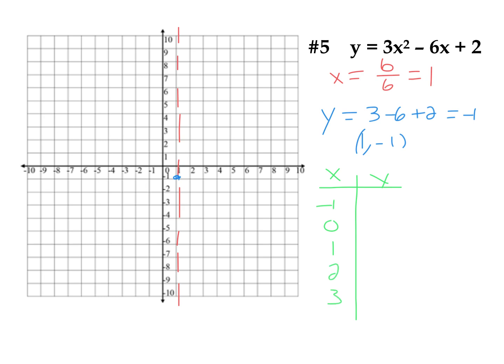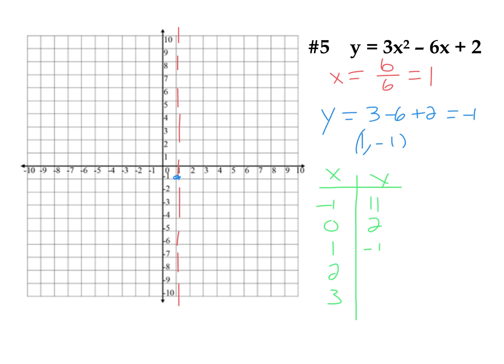Right? And so I already know that when I plug in 1, I got -1, and now I'm going to plug in, let's say, 0. 0 is pretty nice and easy to plug in. If I plug in a 0, 0 minus 0 plus 2, so I'm going to get a 2 right there. And then if I plug in a -1, you should get 11.